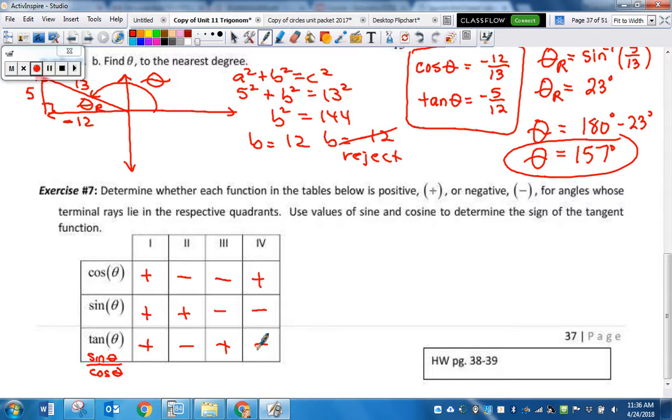If you type in tangent of 150, will your answer be positive or negative? Negative, because you're in what quadrant? 2, right? 150 is in quadrant 2. Are you guys following that? Okay, are we done? You guys did great.